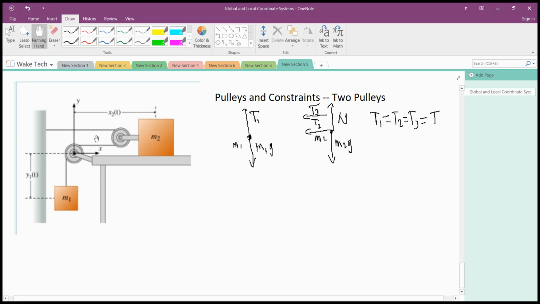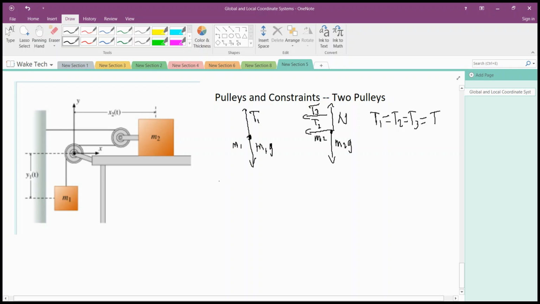I've also drawn a coordinate system for you because it's possible to do a global coordinate system here. We don't have any inclines or rotations or whatever. We just draw one. So here's one that's drawn already. And as you can see, the position functions have been written for our two masses as well. So this is the x position of mass 2, and this is the y position of mass 1 with respect to this coordinate system.